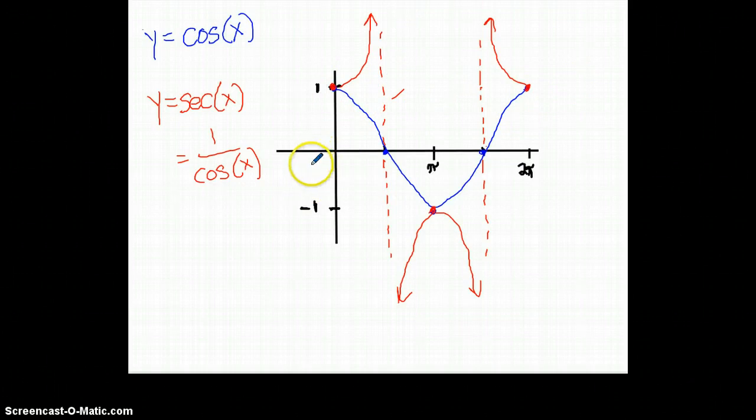And I can even draw minus pi over 2, and have this go this way. And you get the idea. Finally, cotangent.